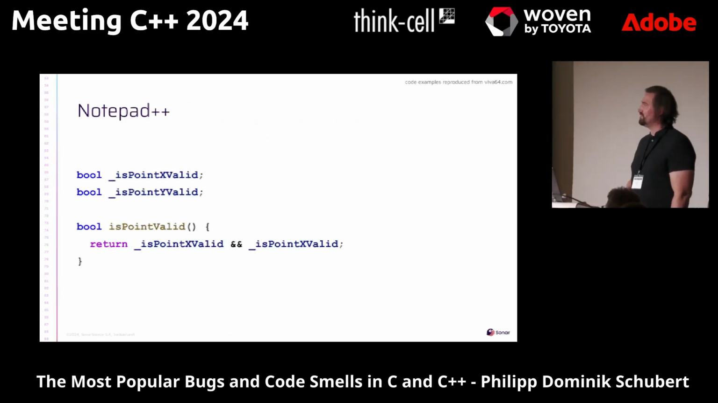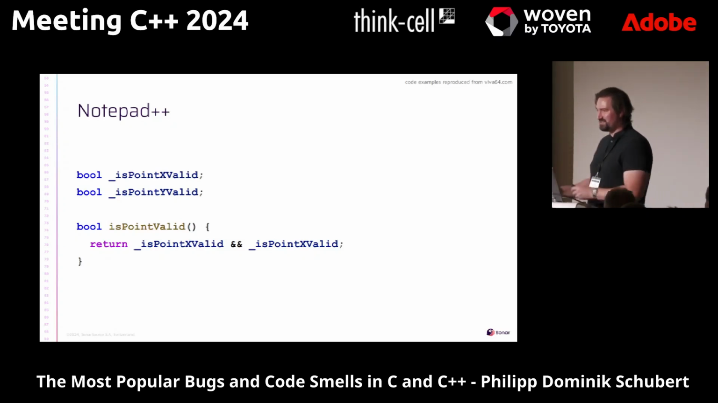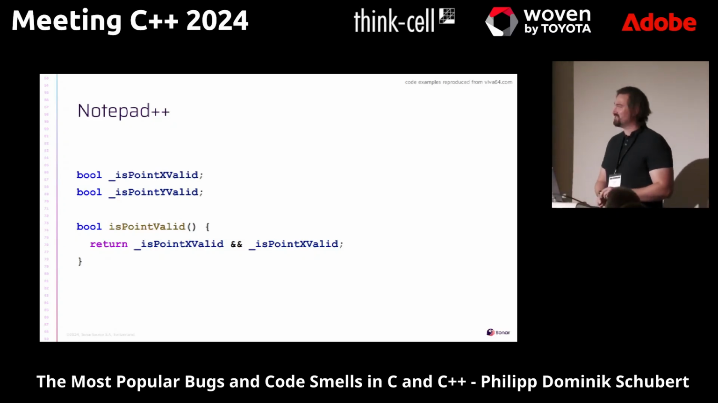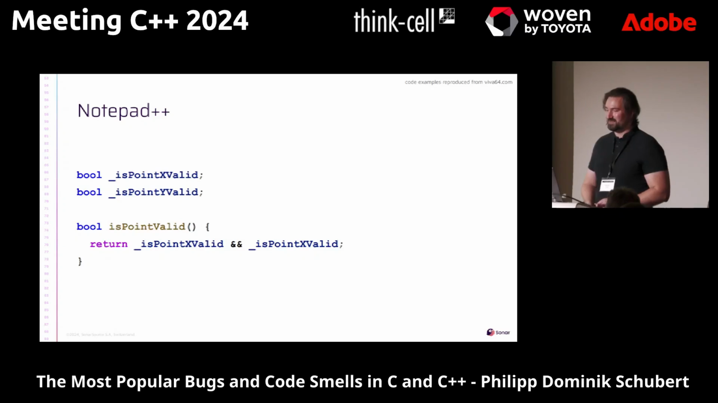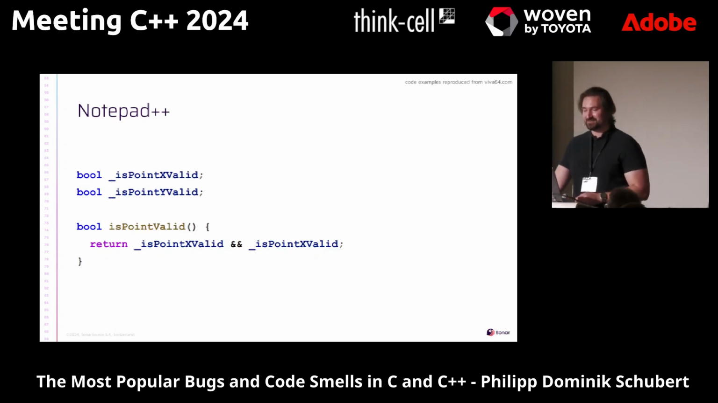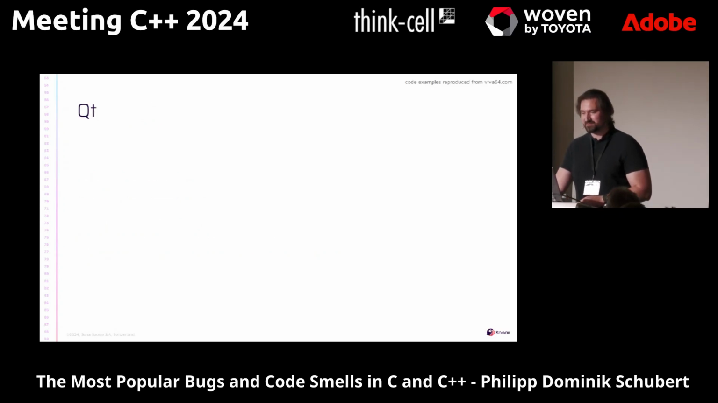So Notepad++. Well, is point valid? Well, we have a point comprising x and y value. Is x valid? And yeah, let's better check again. Maybe it changed in the meantime. But no, that is probably not what was intended. So that should be, is point y valid? And yeah, you should do something about it.